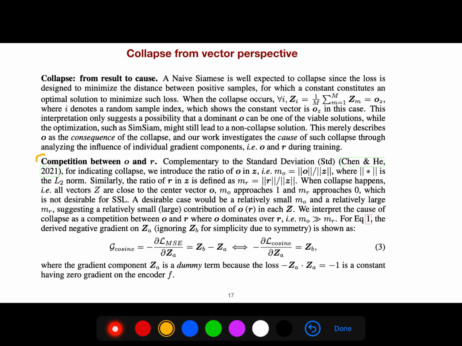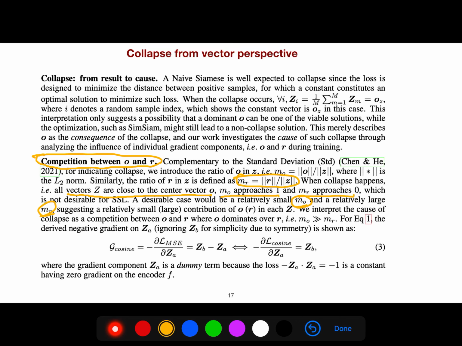So there is like a competition between that center and residual that I said. Similarly, the ratio of R in Z is M sub R. When collapse happens, all vectors are close to the center, and M sub O approaches 1, M sub R approaches 0, which is not desirable for self-supervised learning. A desirable case would be a relatively small M sub O and a relatively large M sub R.